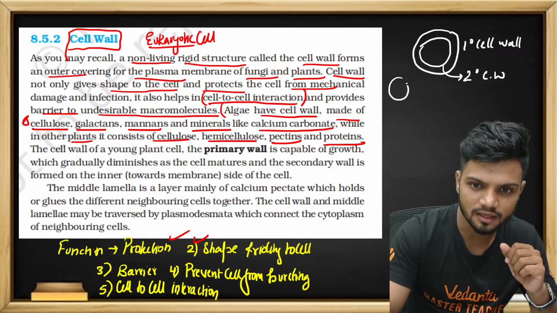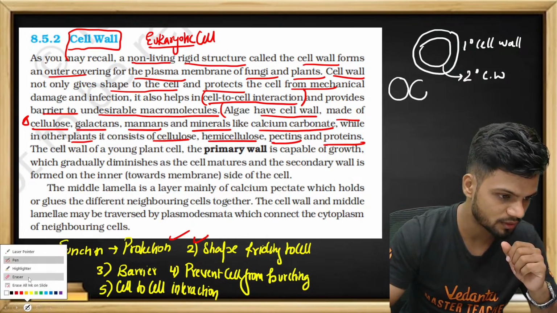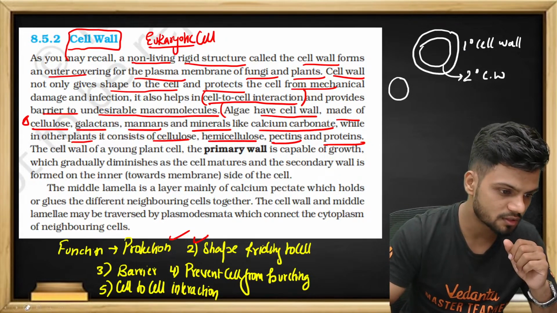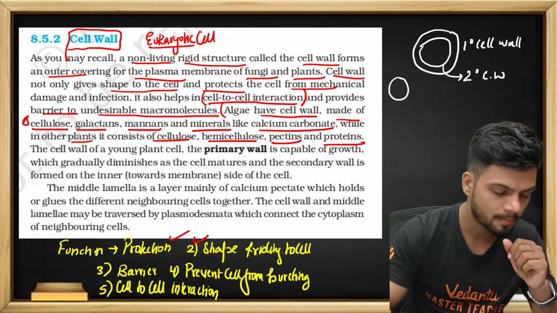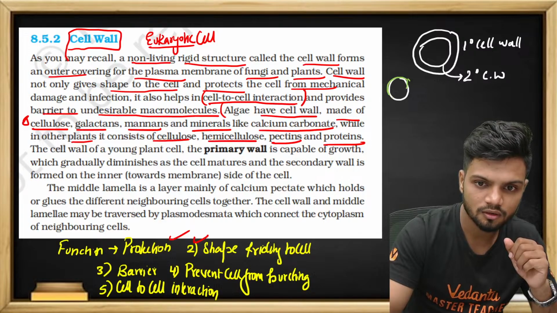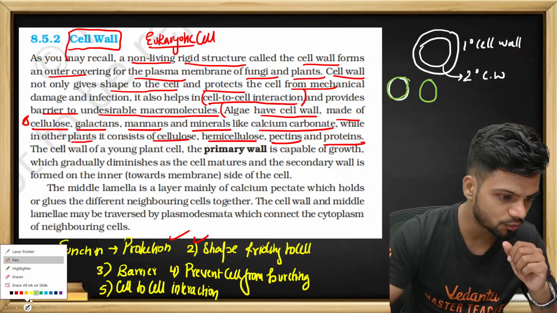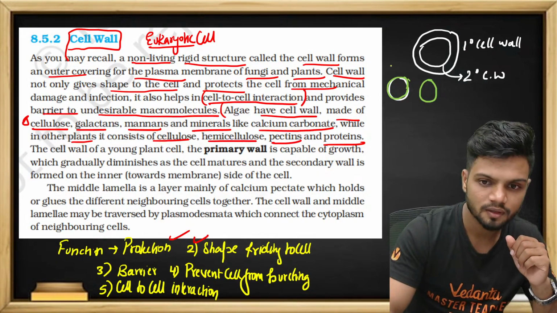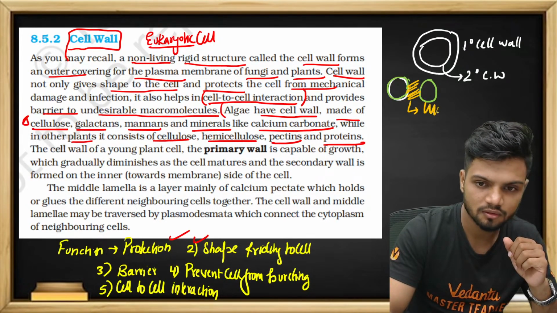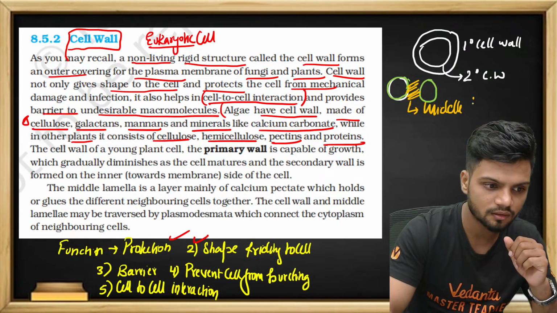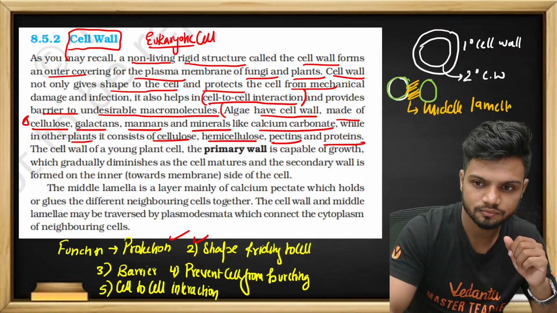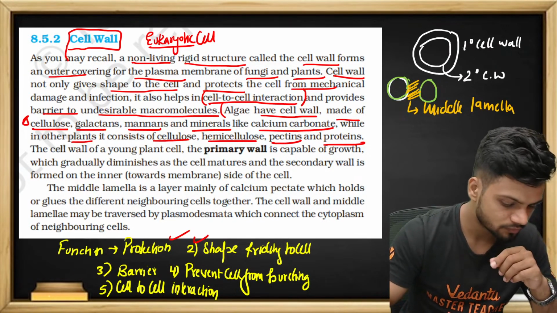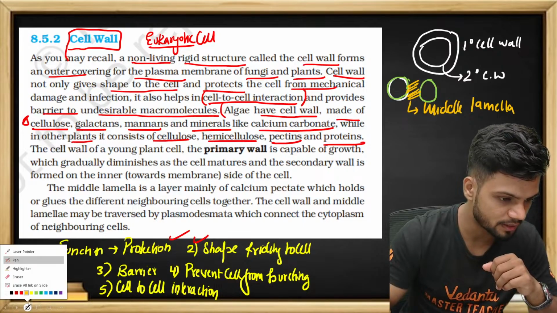If this is one cell, this is cell wall, this is one more cell wall. Let me draw some gap. This is one cell wall. We have one more cell wall here. Between the two cell walls, there is a gap, right? Here we'll have middle lamella in the middle, which is made up of calcium pectate.